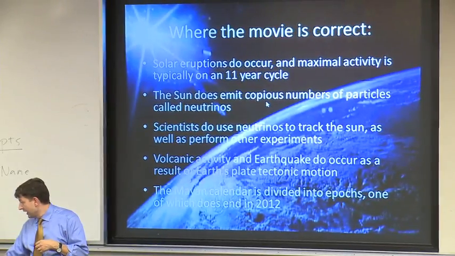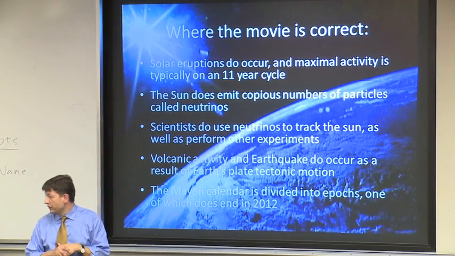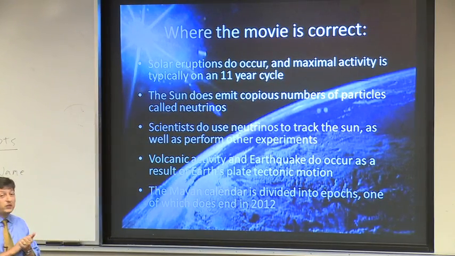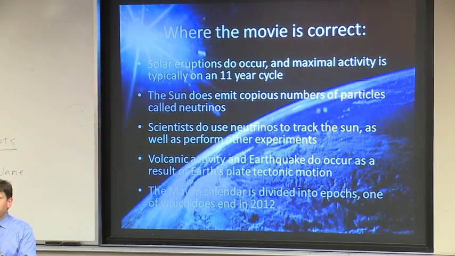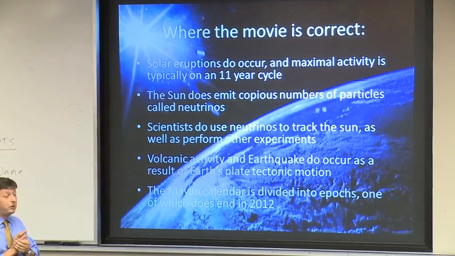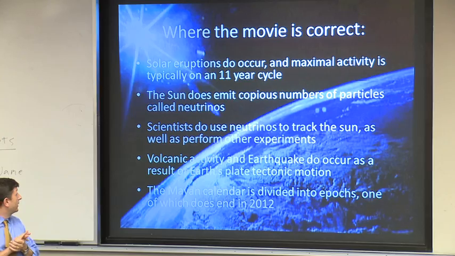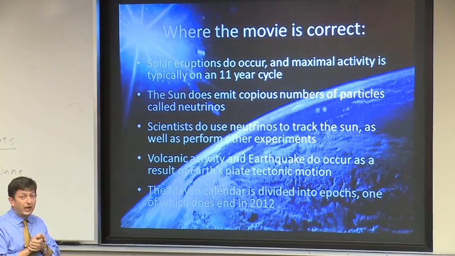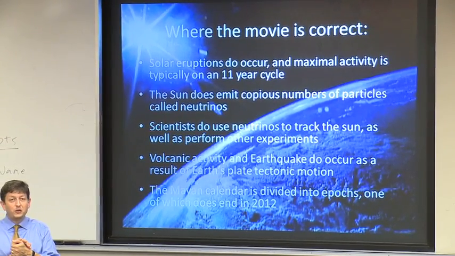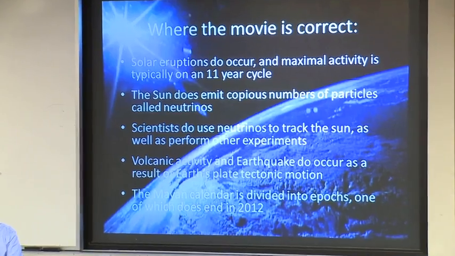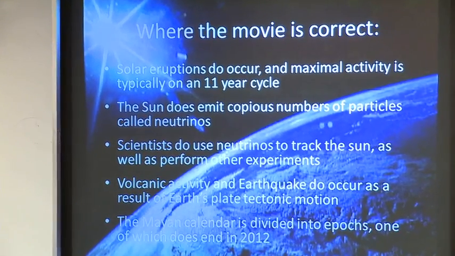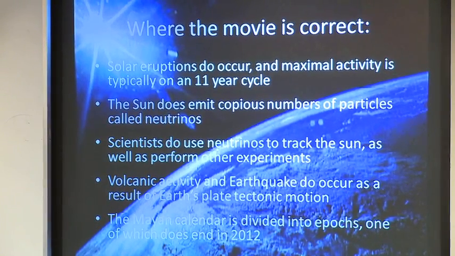So, let's recap. Where the movie is correct is that it's really true that a solar eruption does occur periodically, and these things can be fairly dramatic. It does happen on an 11-year cycle. It is true, as stated in the movie, that neutrinos are used by scientists to track the sun. In fact, they were instrumental in our understanding of how the sun even works, so that's a pretty cool thing.